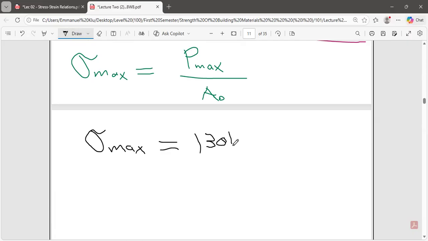So let's quickly point that over here. That is 130 kilonewton. Instead of the kilo, let's just write times 10 exponent 3. So that becomes 130 times 10 exponent 3, all over the area, 314.2.